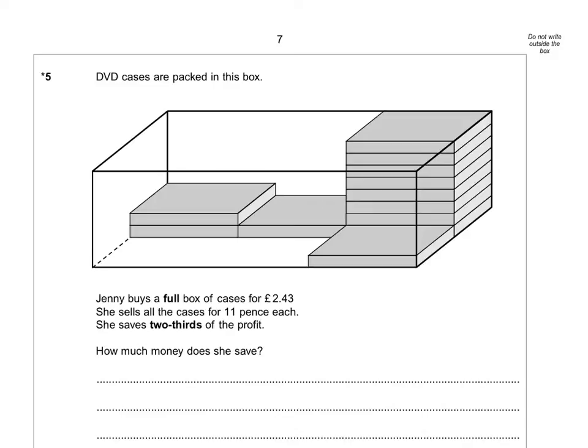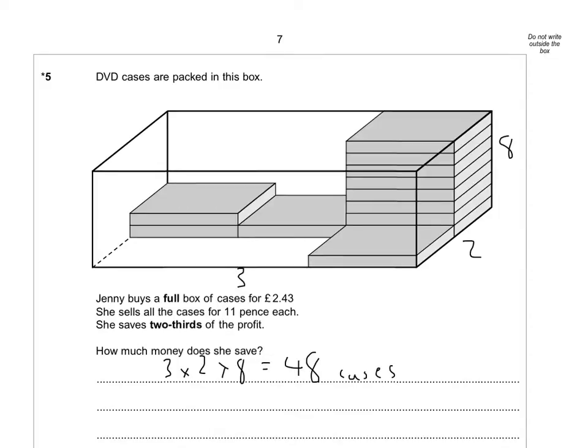So let's have a look. I notice that I've got 1, 2, 3, 4, 5, 6, 7, 8. I've got 8 going up. I've got 1, 2 across the way. And I see that I've got 1, 2, 3 going across in this direction here. So in total, I know that this case here will contain 3 times 2 times 8 equals 48. So there are 48 cases.